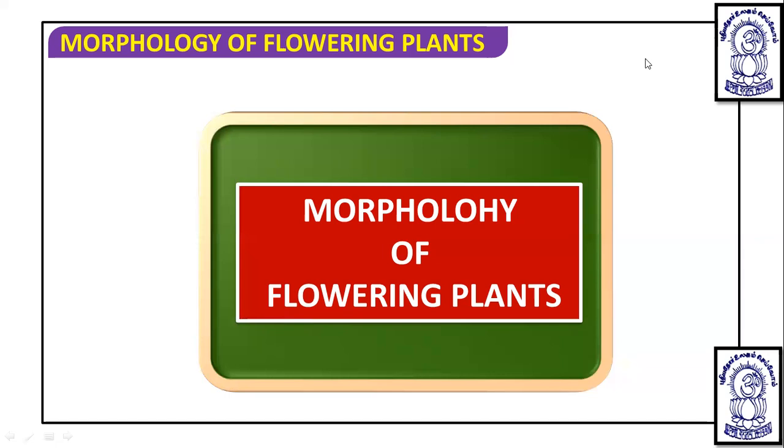Dear students, as we hear this term, flowering plants, the immediate image of a flower can come to our mind. So when we see in our surroundings, whatever plants have a flower, they are the flowering plants. And these flowering plants are also known as angiosperms.